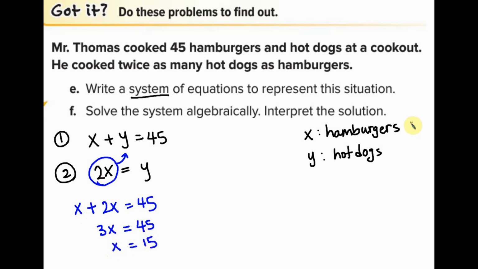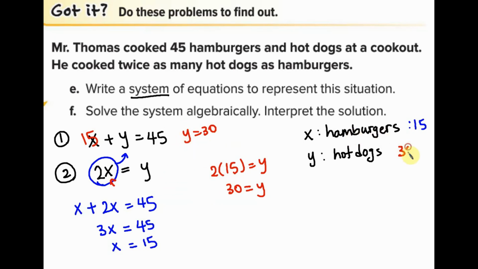So that's going to be your hamburgers. Now you're going to plug this value one more time into either of the equations. If I plug 15 in here, this becomes 2 times 15 is equal to y, where 2 times 15 is 30, and that's your y value. I could also do the same if I knew that x was 15 on here. 15 plus what would give you 45? The answer is 30 as well. So it shouldn't really matter which one you pick from.